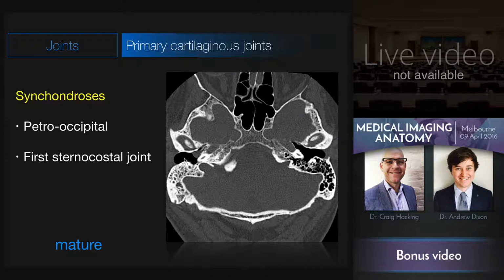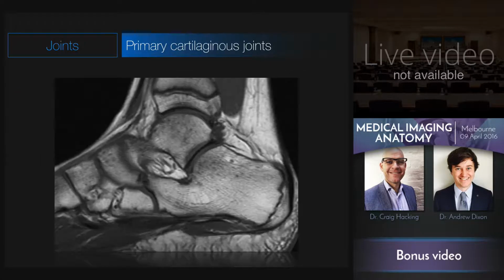The first sternocostal joint is another example of a primary cartilaginous joint composed of hyaline cartilage that persists in the mature skeleton. Primary cartilaginous joints can also be present as abnormalities. For example, here is a synchondrosis between the calcaneum and the navicular, a calcaneo-navicular coalition.